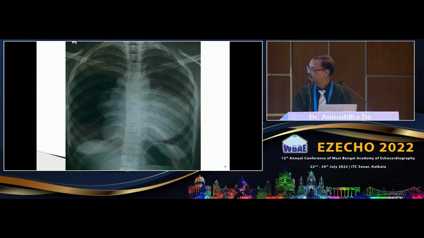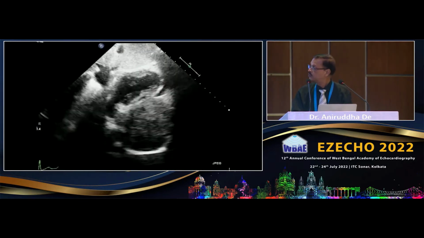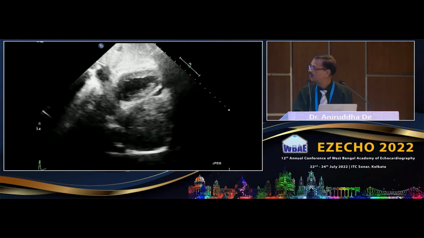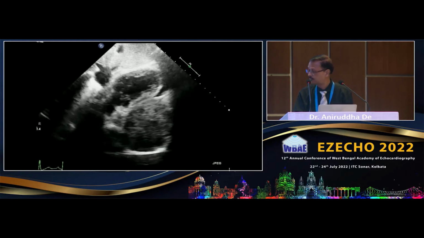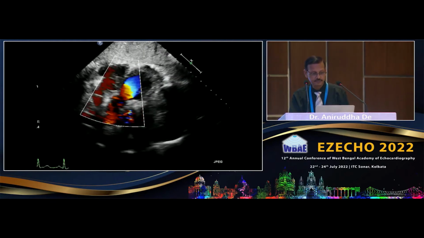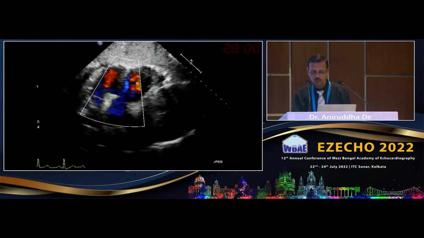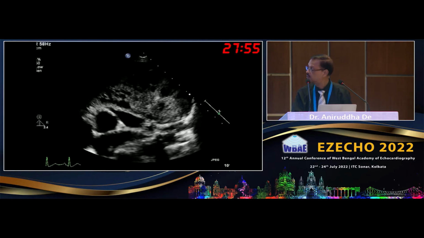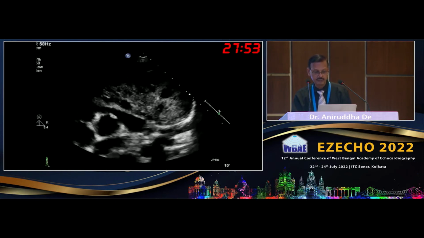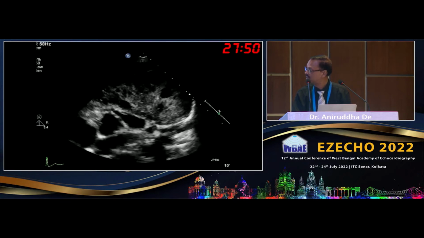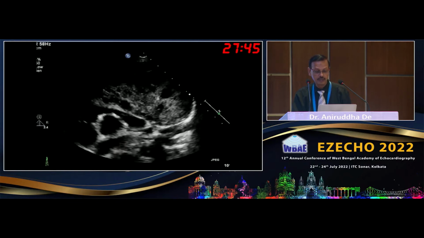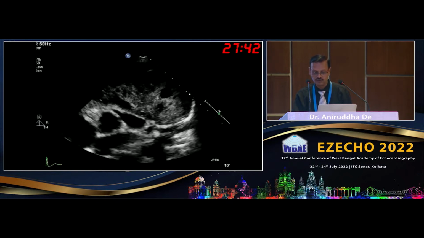With this chest X-ray, I'll go to echocardiography. I'll show you the different clips, and this is an off-axis four-chamber view. We could not get the four-chamber views properly, and this is another view. This is the parasternal short-axis view, where you can see there's a large mass sitting on the mediastinum, anterior mediastinum rather, and compressing the right ventricular outflow tract.